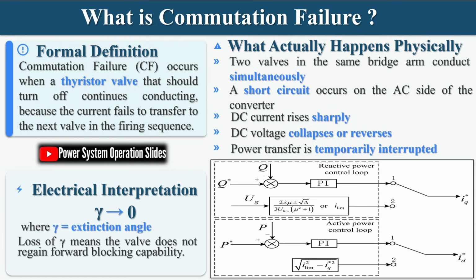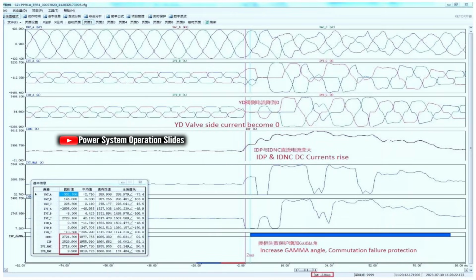The primary cause of commutation failure is AC voltage disturbance, particularly at the inverter station. Common triggering events include single line-to-ground, SLG, faults, line-to-line, LL, faults, three-phase faults, severe voltage dips, or phase angle jumps. These disturbances reduce the commutating voltage, increase the overlap angle mu, and eliminate the extinction margin gamma.